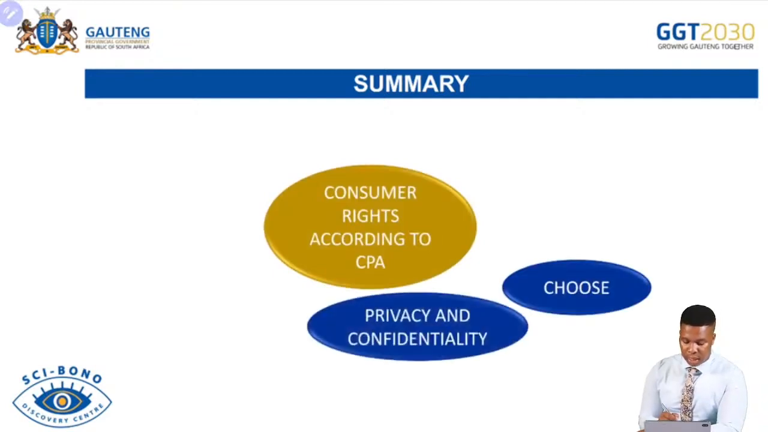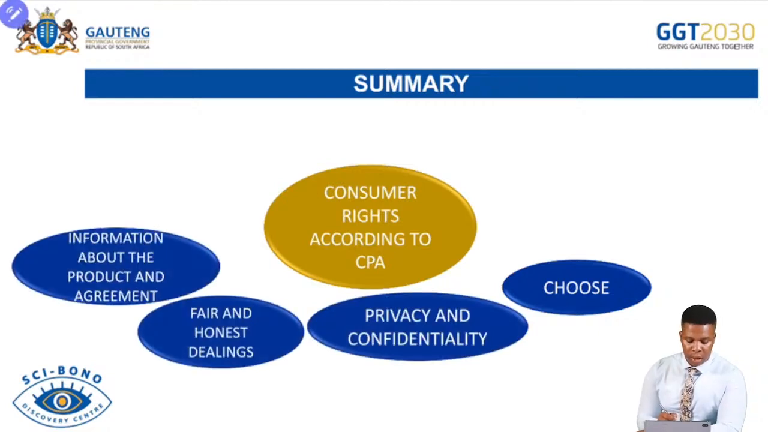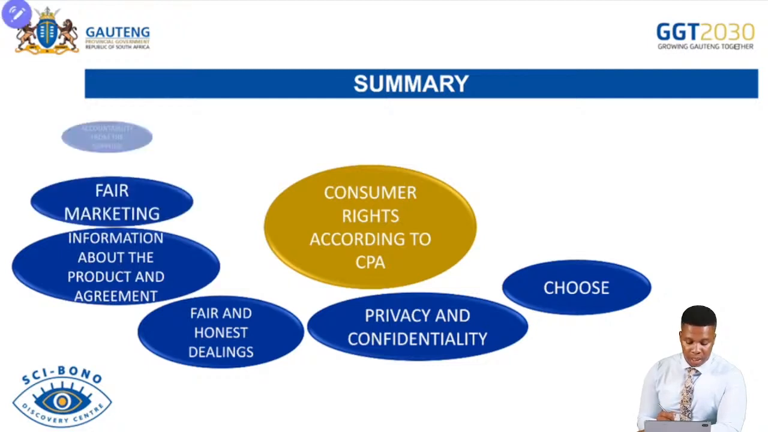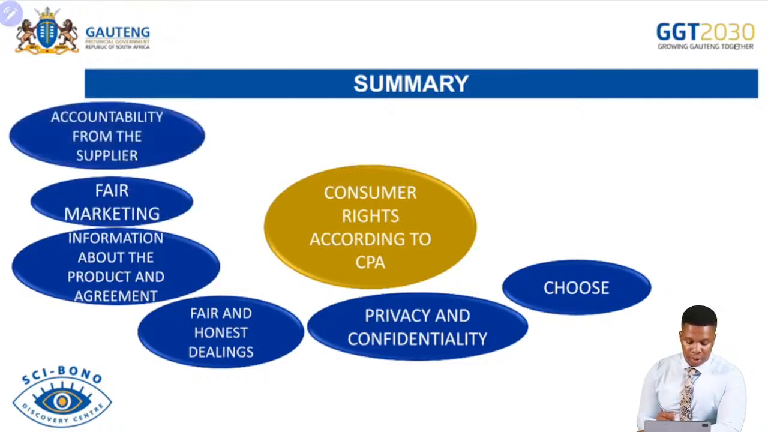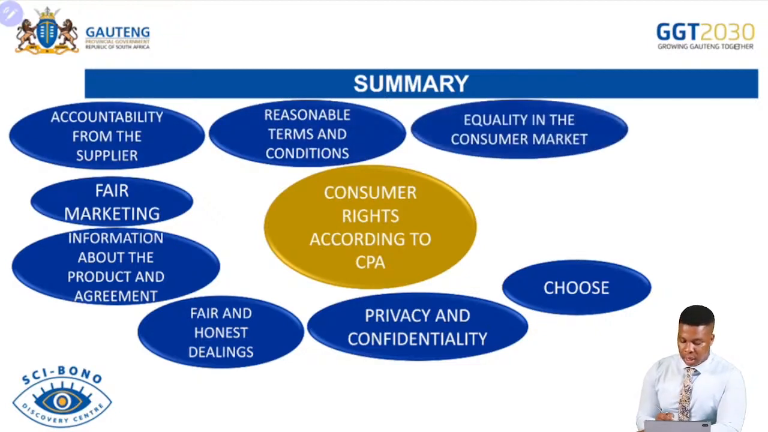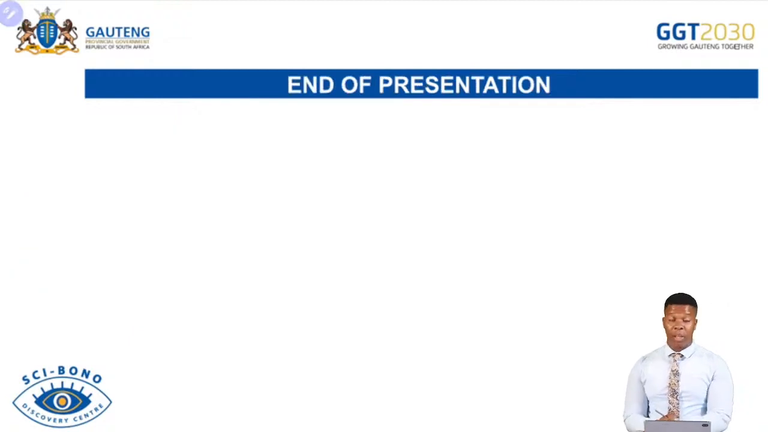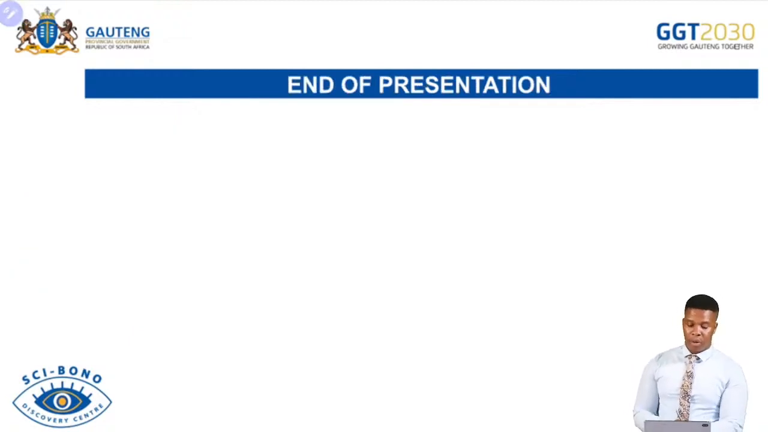And then as we look into the consumer rights according to the consumer protection, we addressed the right to choose, the right to privacy and confidentiality, the right to fair and honest dealings. We looked into information about the product and agreement as a right as well. We looked into the right to fair marketing, the right to accountability from the supplier. We also looked into the right to reasonable terms and conditions and the right to equality in the consumer market, together with the right to return goods and claim refund. And the last right was the right to complain. So that is basically the end of our presentation.